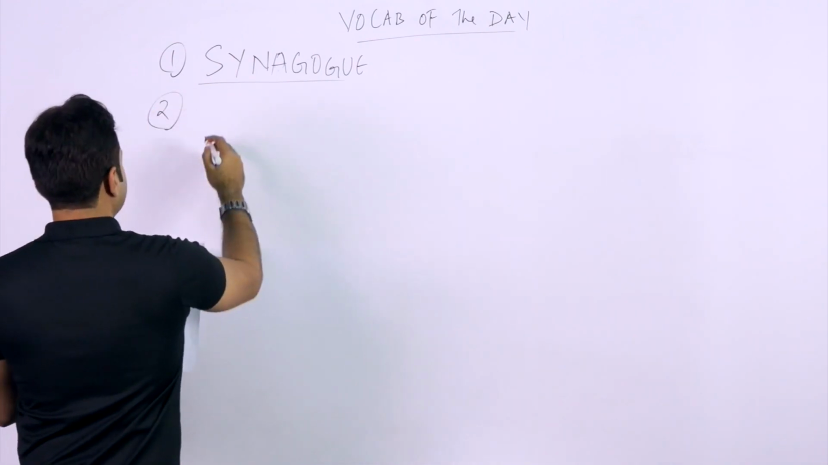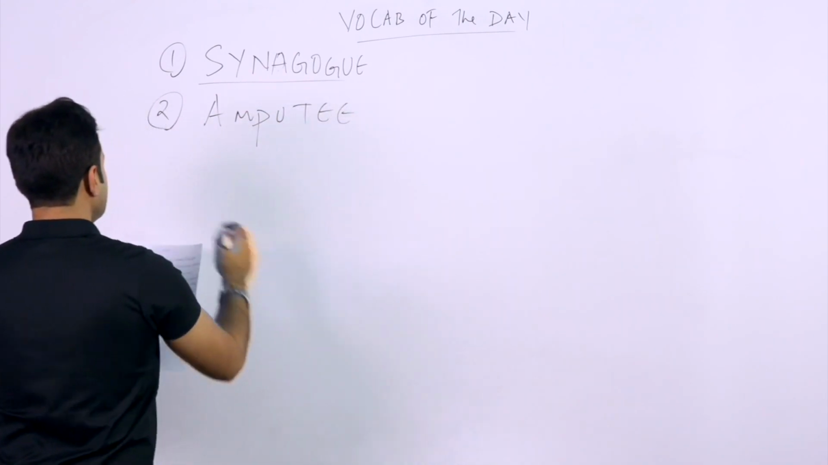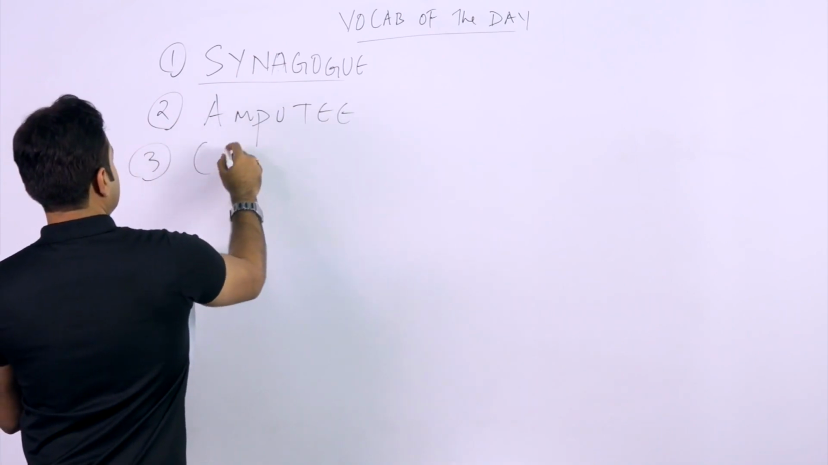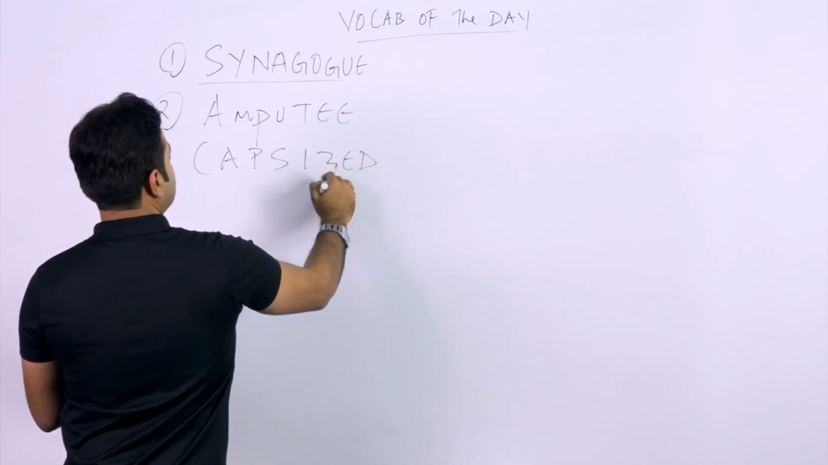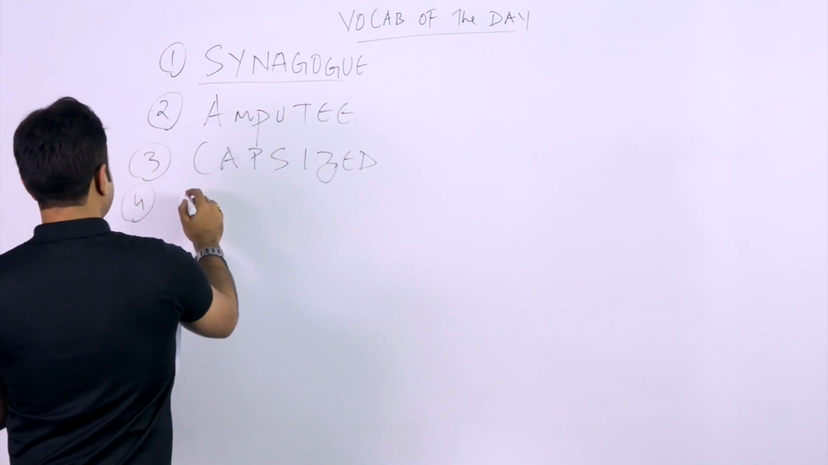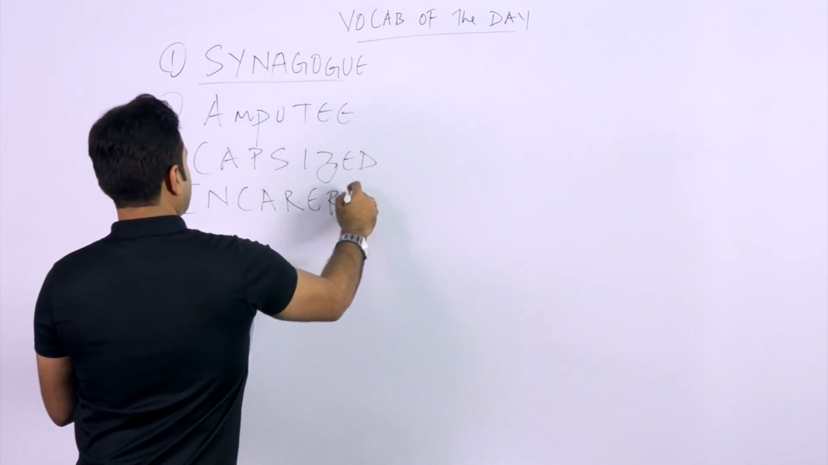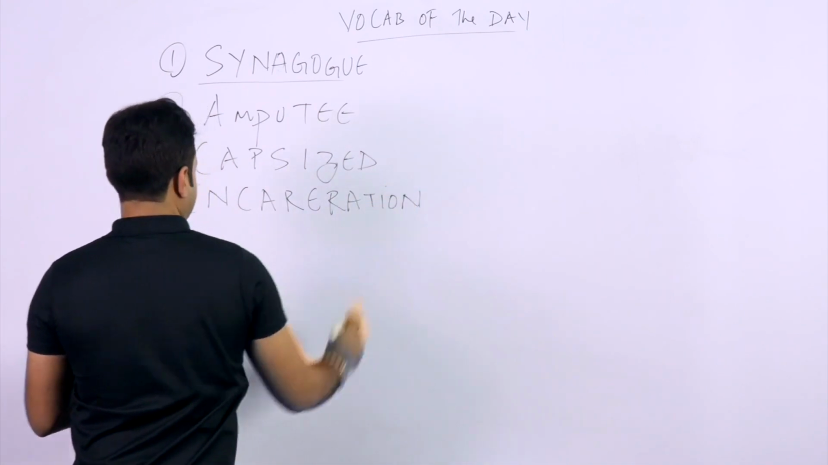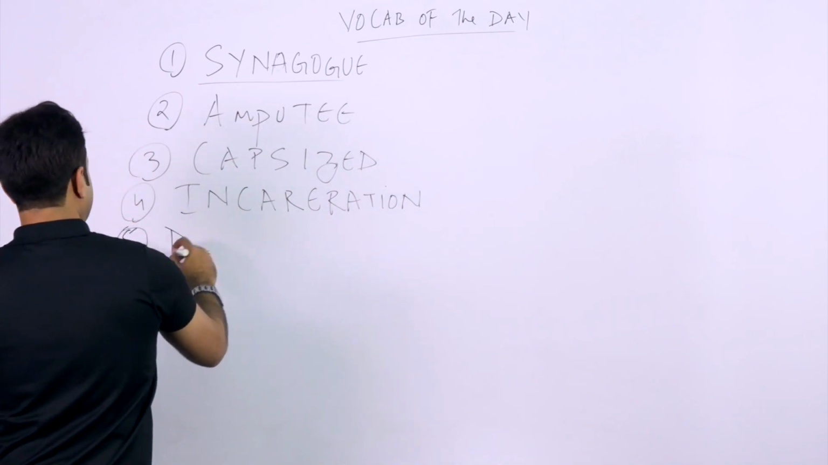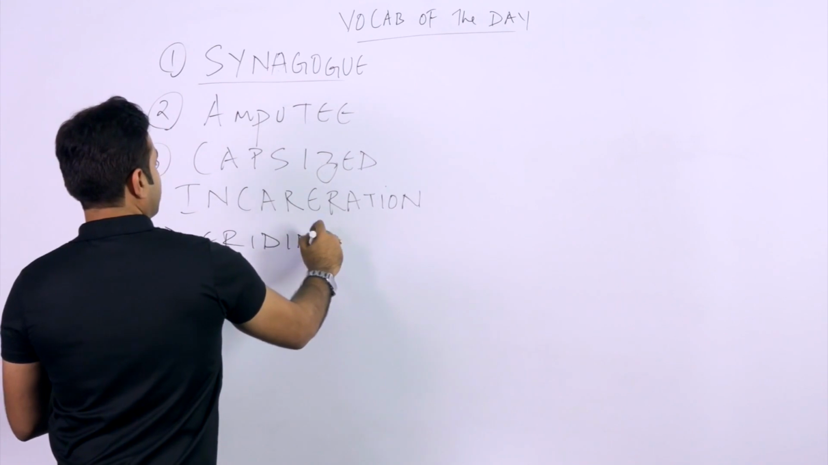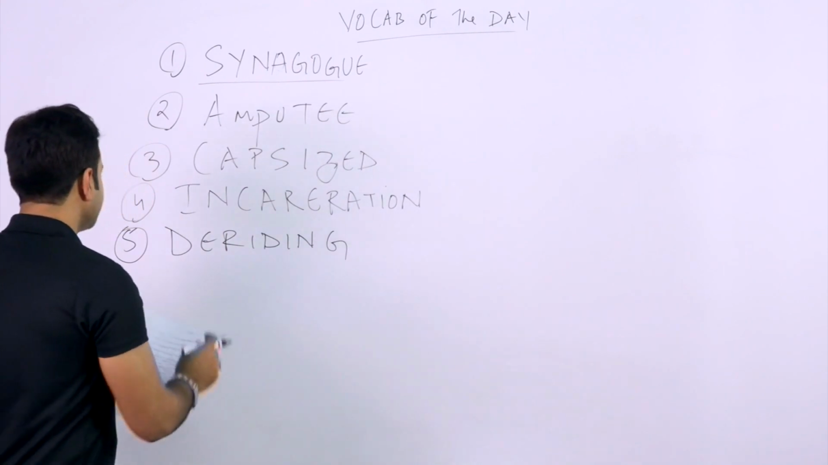The second word I have taken is amputee, that is amputee. The third word I have taken is capsized, that is capsized. The fourth word, students, I have taken is incarceration, that is incarceration. And the fifth word I have taken is the word deriding. You can read the word deriding. I hope the spelling and the writing is pretty clear to you, students.